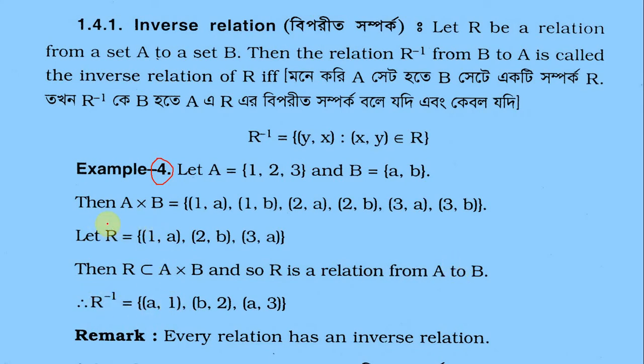My dear students, we see that R is equal to {(1,a), (2,b), (3,a)}. Then R inverse means: since (1,a) belongs to R, R inverse contains (a,1), (b,2), (a,3). Every relation has an inverse relation. I hope my dear students understood the discussion.